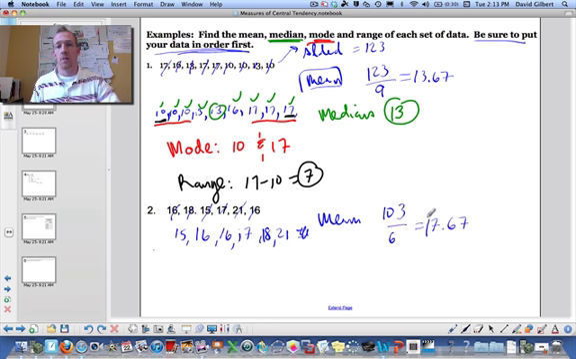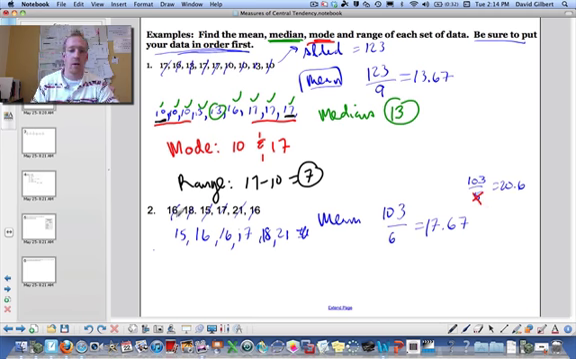17.67. So this is where it helps to actually have your earbuds in and be listening to what I'm saying, because what if you did this wrong? What if you counted and accidentally had 5 numbers? If you did 103 divided by 5, you would get a much larger number, 20.6. 20.6 is bigger than almost all the other numbers. There's no way that can be the average, so that would tell you that you had done it wrong.